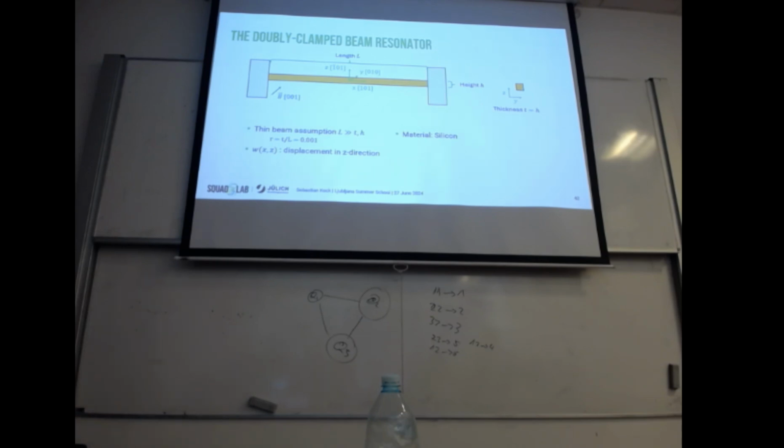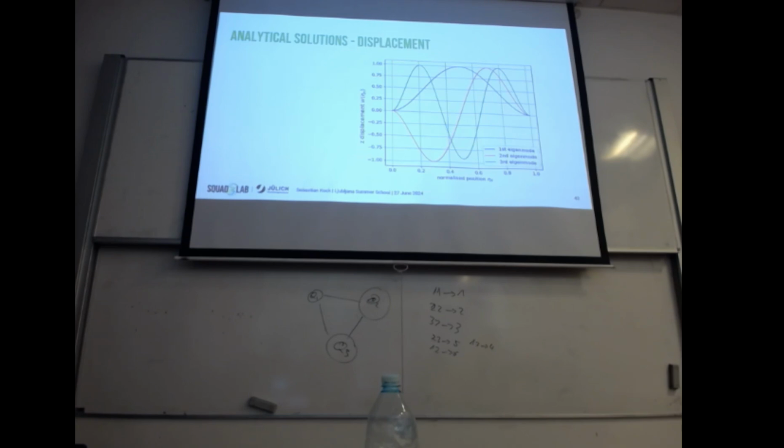Nice thing about this, and this is why I selected it, is that it can all be done analytically. You get out nodes that really look like sines. It's not exactly a sine, but they look like this. And we'll skip this.